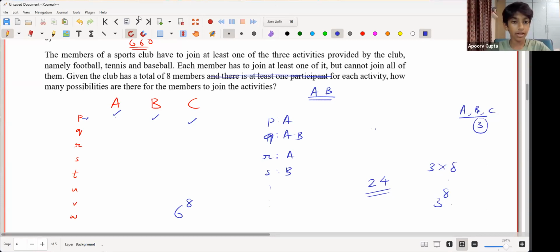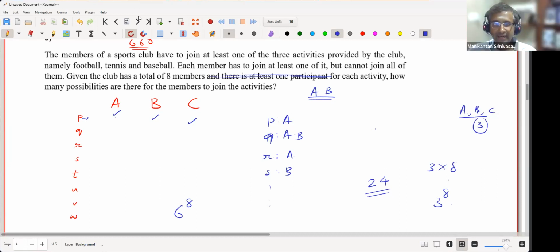I thought like 3 to the power 8 only, right? But I guess if you're counting along with the A, then you subtract the one case where it's only A. Then you'll have to subtract 2, because it can be only B also. Exactly. So collectively, both of you gave the correct answer.